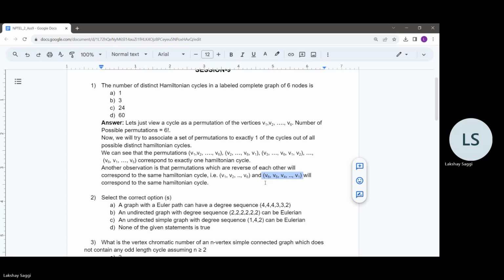Because of this, for obtaining the actual number of cycles, we see that the number of permutations is double the number of Hamiltonian cycles, right? And this is independent of the factor where we obtained that the number of permutations needs to be divided by a factor of 6 to obtain the cycles. Even after dividing by 6, we have not taken care of the clockwise anti-clockwise thing. So that's why we'll need to divide by a further factor of 2.